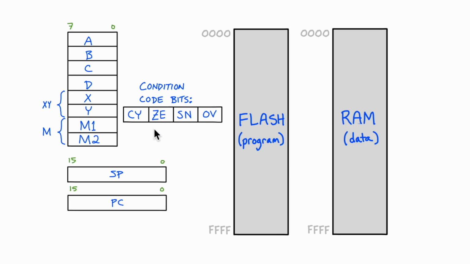There's also a condition code register that contains 4 bits. The condition code flags are the carry, the 0, the sign, and the overflow. And these will be set by the ALU instructions and queried by the conditional branch instructions.